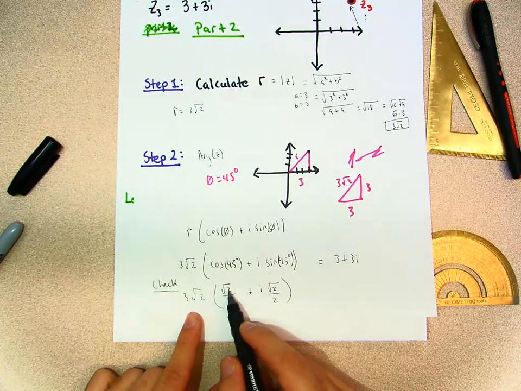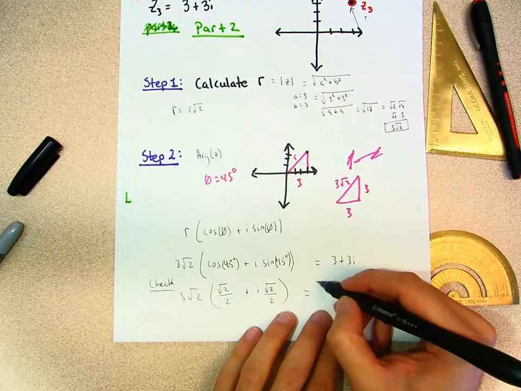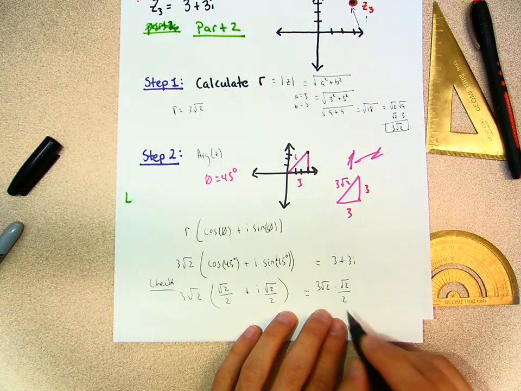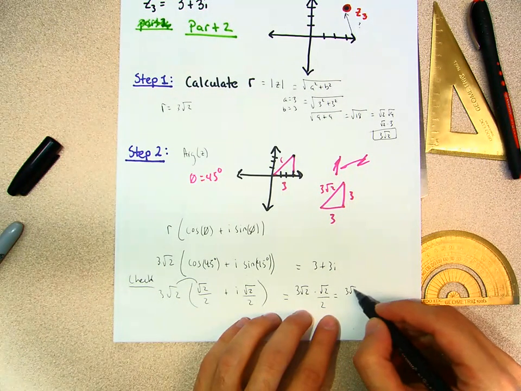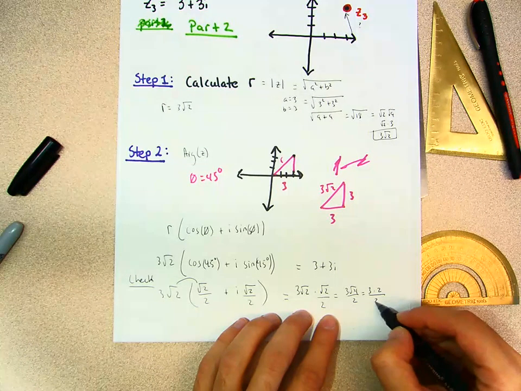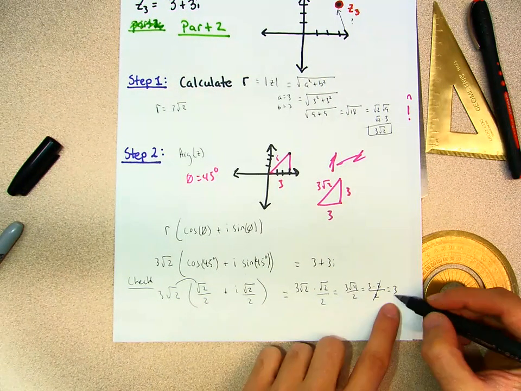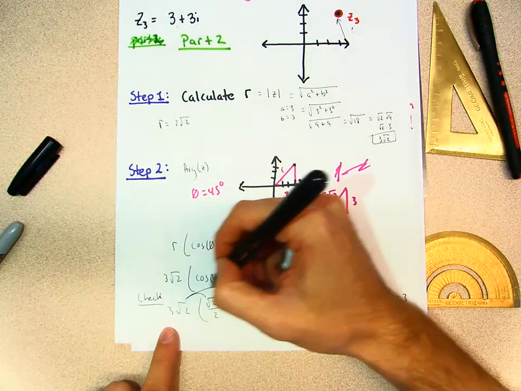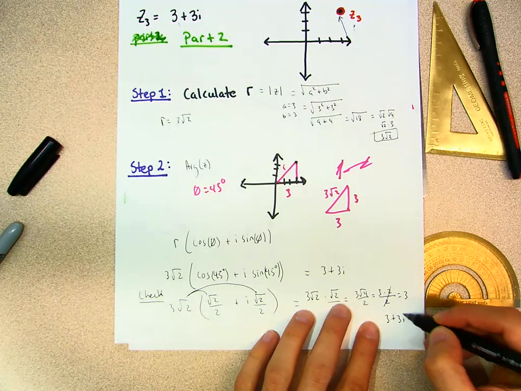If I multiply this to this, I do get, what is 3 root 2 times root 2 over 2? This is 3 root 4 over 2, which is 3 times 2 over 2, which is just 3. And this 3 represents this 3 here. And then how do I do 3 times this? It'll be the same exact thing. So it is 3 plus 3i.